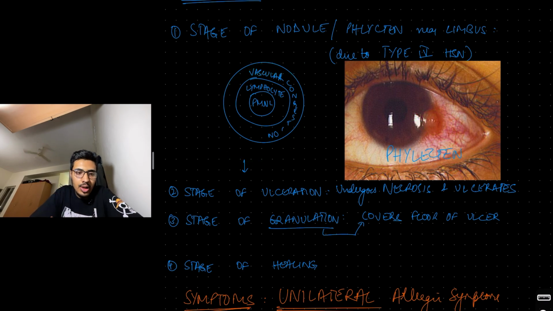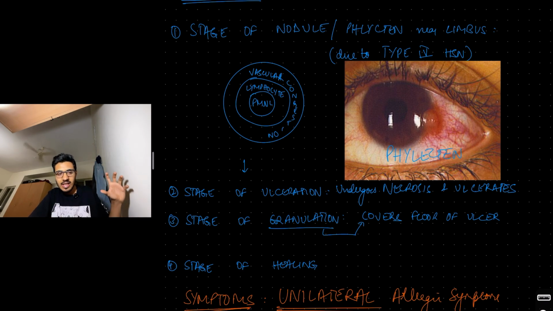So in the center you have infiltration. It is a type 4 hypersensitivity reaction, right? So you have infiltration of WBCs, leukocytes. In the center you have PMNL, polymorphonuclear leukocytes. Then surrounding that you have lymphocytes. Surrounding that you have vascular congestion in these phlectins or nodules near the limbus. So first, this infiltration leads to the formation of these nodules or phlectin.